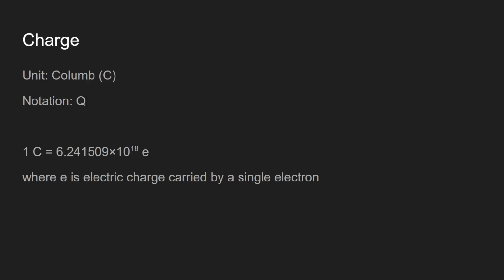The unit of charge is the coulomb, and usually we denote charge as capital Q or lowercase q, depending on which one you're referring to. And 1 coulomb is about 10 to the power 18 of a single electron's charge. This is the definition. So if you have this amount of electrons, it refers to 1 coulomb.